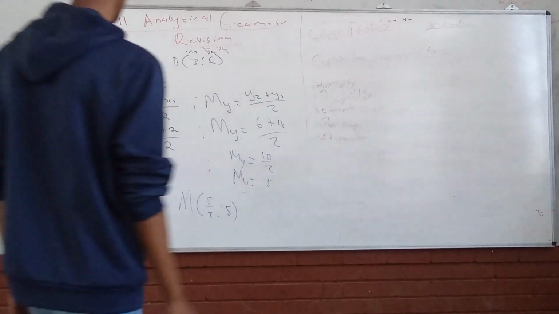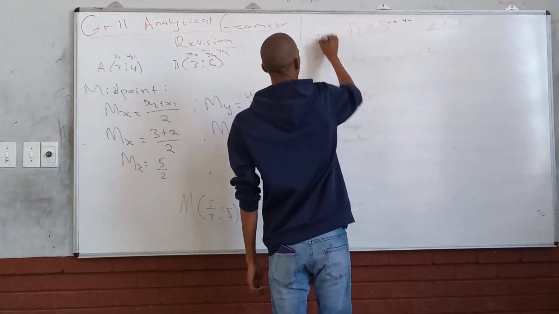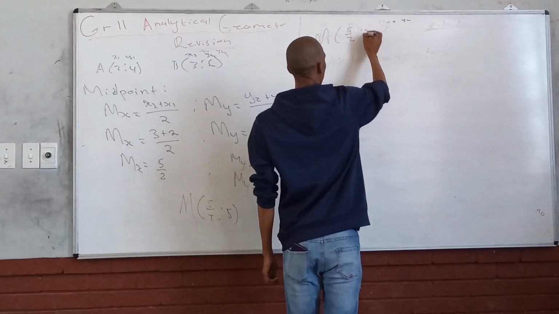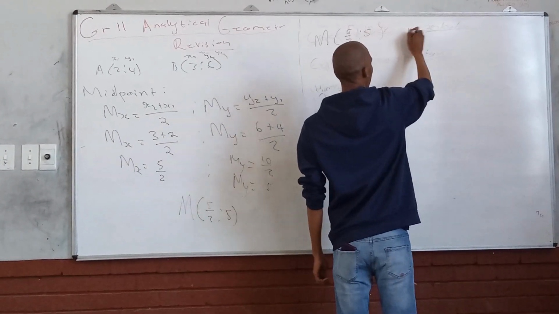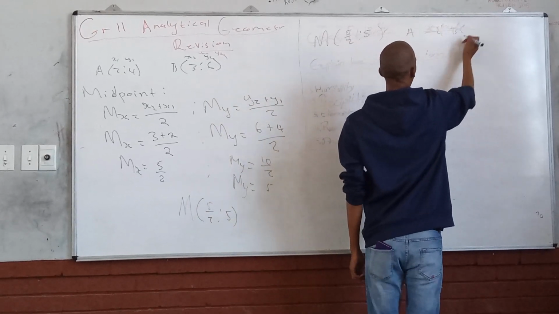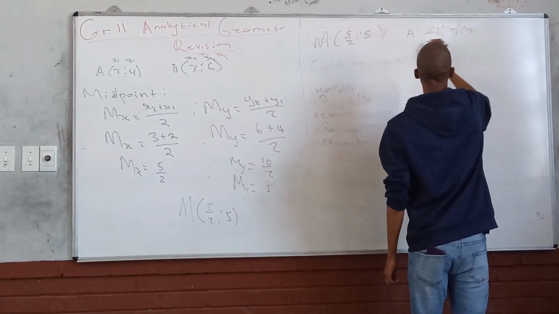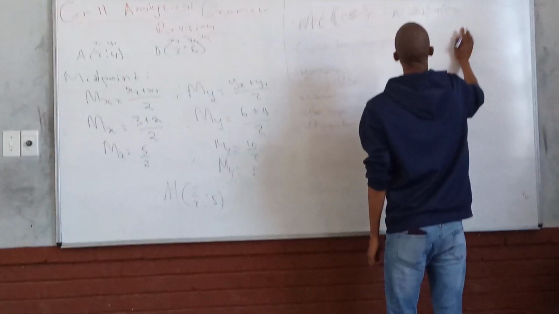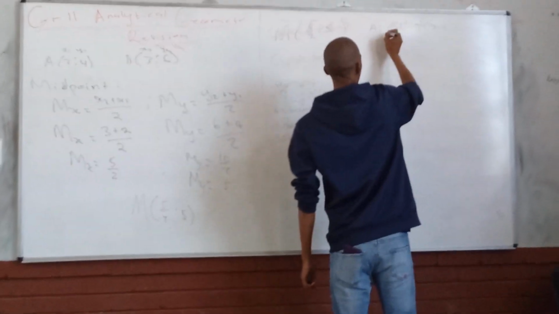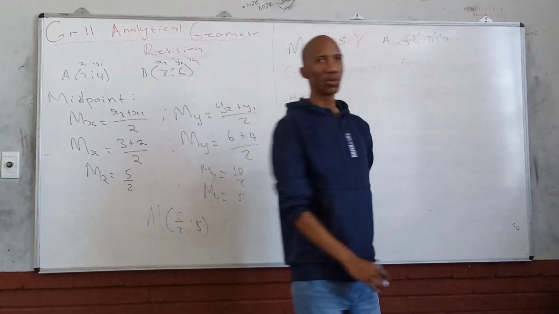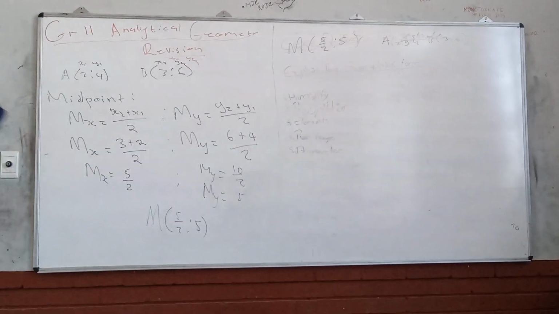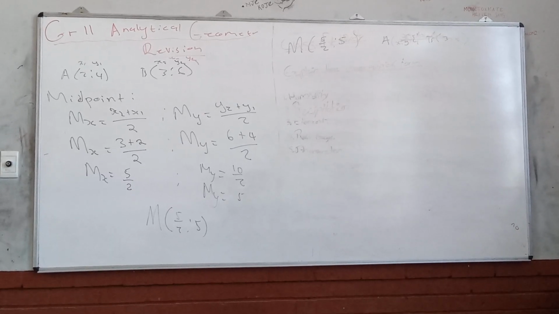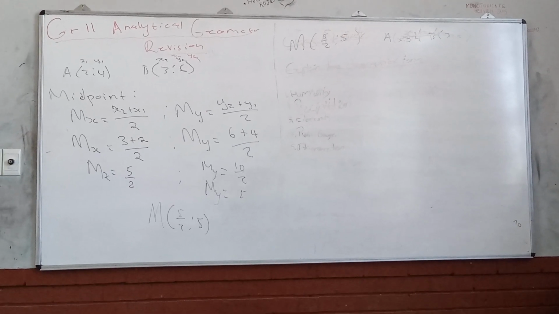Number 2, the second scenario at the midpoint. They say to you now that the midpoint is 5 over 2 and 5, and you are given the coordinates of B, which are 3 and 6. For A, you have x and y; you don't have the coordinates of A. With this one, what am I given here? I'm given the midpoint, and I'm missing one of the coordinates.